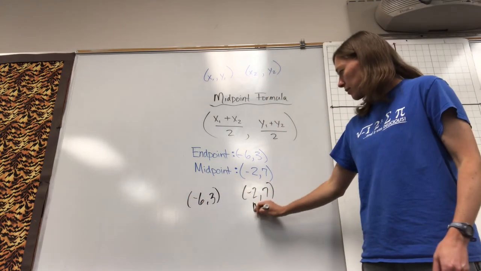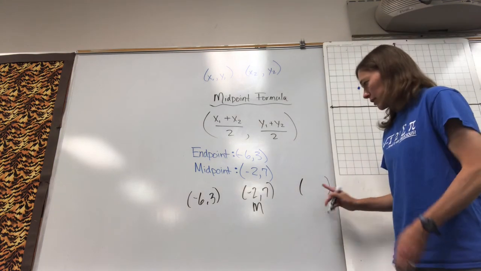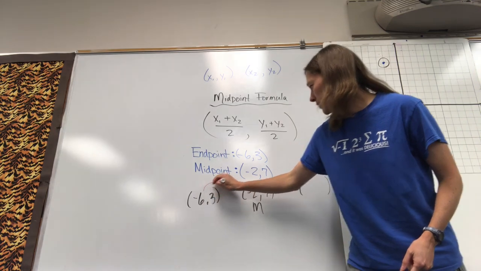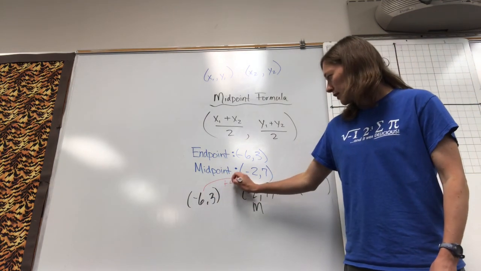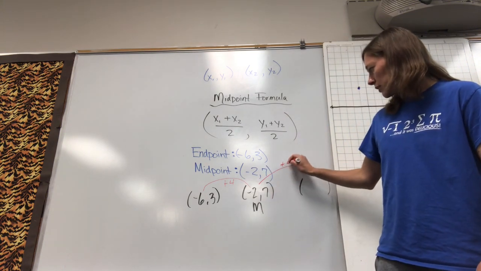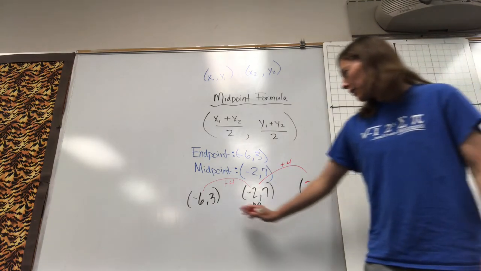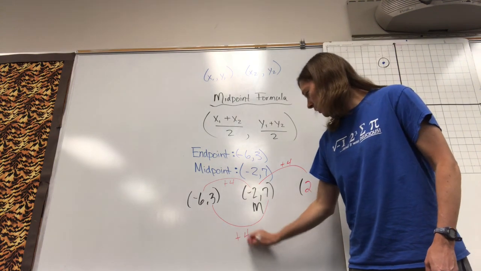Okay, so this is the midpoint, and we want to find whatever this x is and whatever this y is. Okay, so I'm just going to look and see. Okay, so from -6 to -2, what do we do? Yeah, we add 4. So I'm going to add 4 to -2, and what do I get? 2. Good. All right, now I'm going to go from 3 to 7. What do I do? Yep, I add 4 there as well.